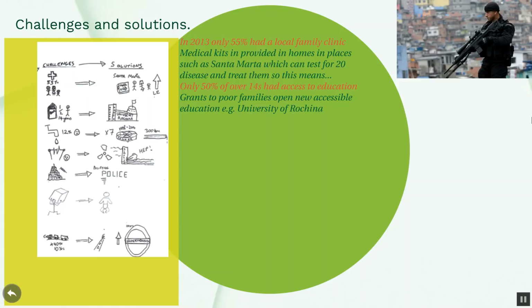Only 50% of over 14s had access to education or continued with their education. That's a really low number. So lots of things are being done to try and encourage people to continue with their education. Grants have been given to poor families. There's lots of new establishments being opened, particularly in the poorer areas. And we've got an example there of the University of Recife, which was opened in the favela there. So that gives access to the poor people to continue their studies. So we've got challenges there with health and education.